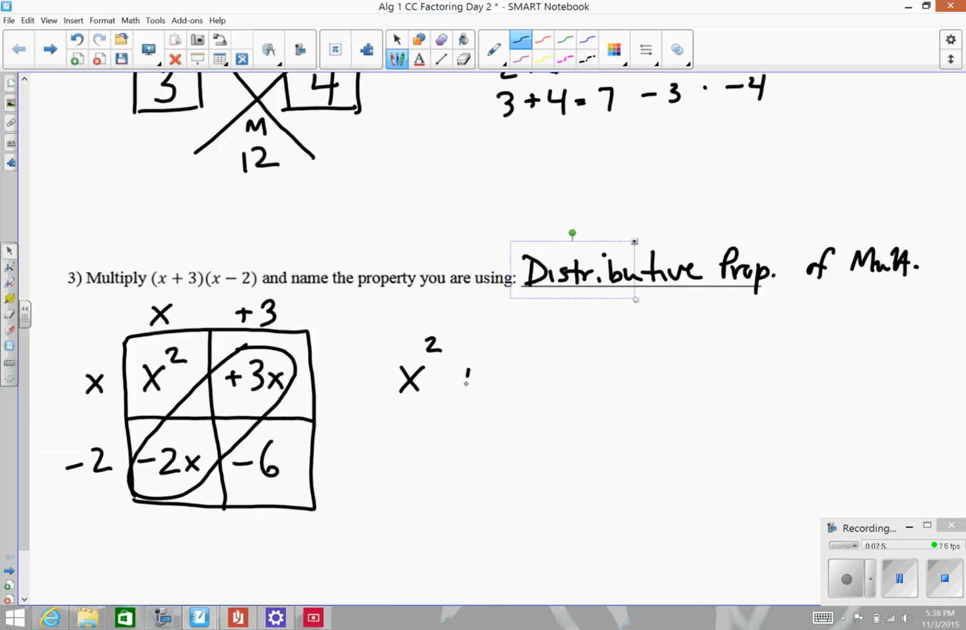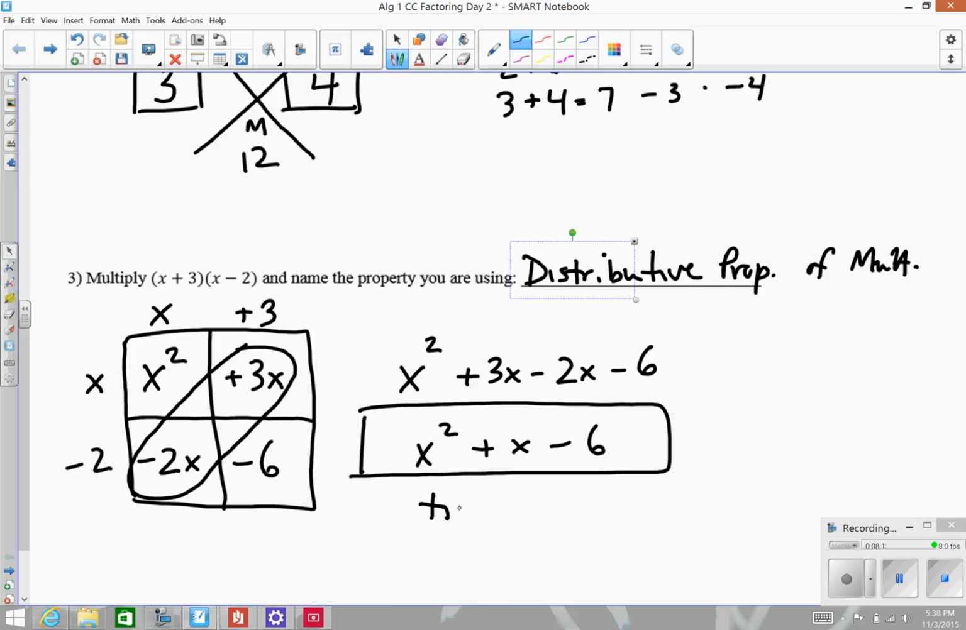My final product here is x squared plus 3x minus 2x minus 6, but I want to combine my x terms. The 3x minus 2x gives me just positive 1x, and then I have the minus 6. So my product is a trinomial, because there are 3 terms. So notice on this thing I multiplied two factors, factor 1 and factor 2. Multiplied each of those two factors and got a product. And my factors were both binomials. So I'm multiplying two binomial factors, and I'm ending up with a trinomial product.